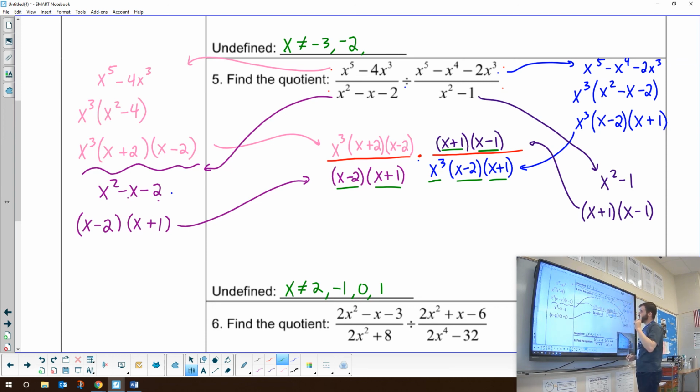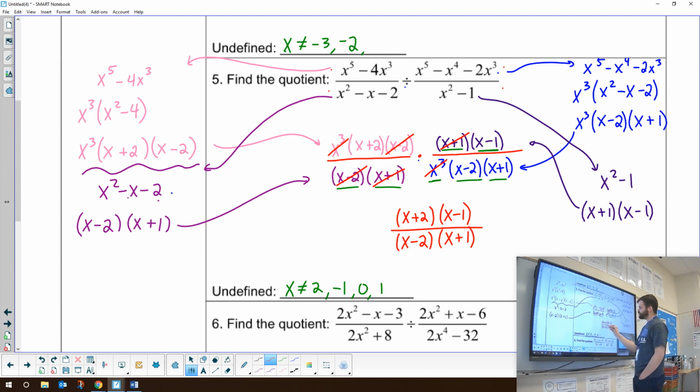All right, now we cancel like factors. So this x minus 2 and x minus 2 cancel. This x plus 1, this x plus 1 cancel. This x cubed cancels. And then nothing else will cancel out because these are minus and plus and they're backwards. So our final answer, what's left on top is x plus 2 times x minus 1. And what is left over on bottom is x minus 2 times x plus 1. So just that slight difference does mean that we can't cancel those out. Okay? So that's our final answer for number 5.